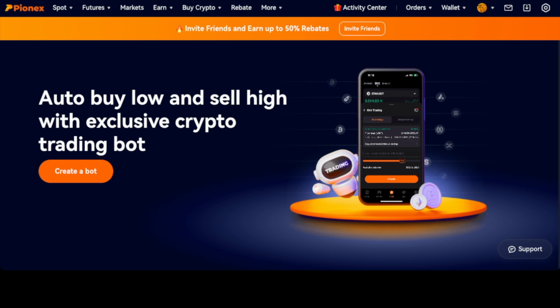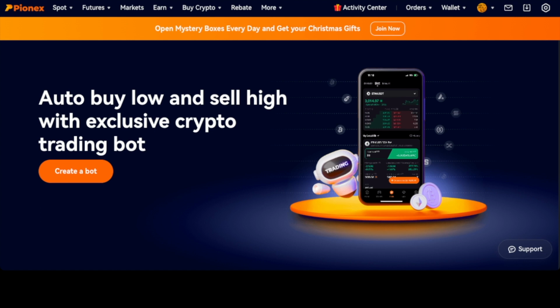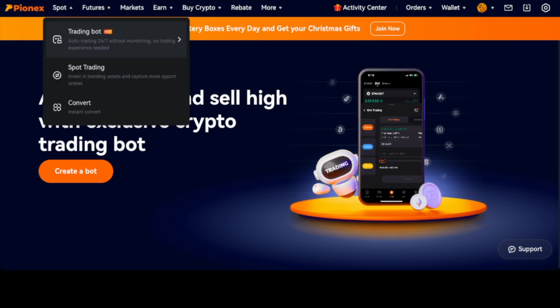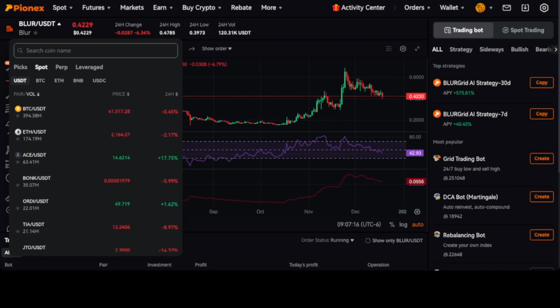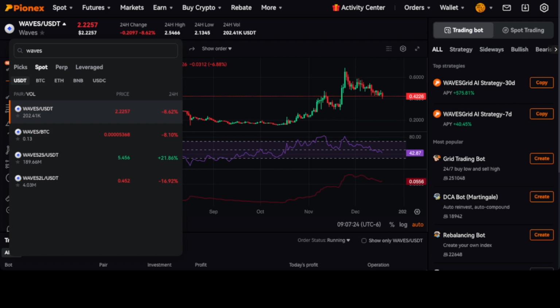All right, without keeping you hanging, let's go ahead and get started. I'm going to go to spot, then trading bot. I have two of them that I really like. The first one is Waves. I'm going to let that come up, and go to the spot where I can look up your coins with the search option.